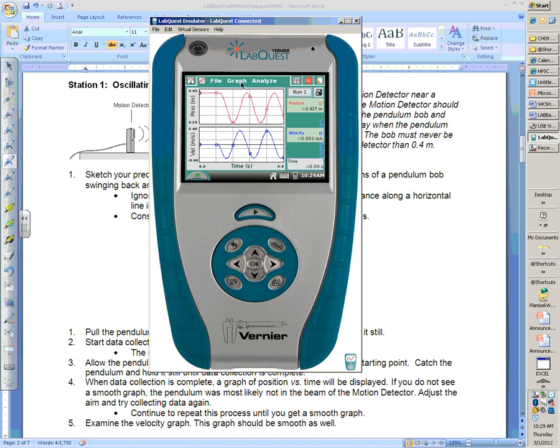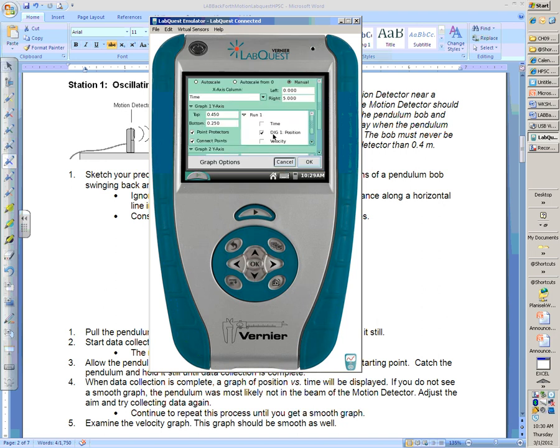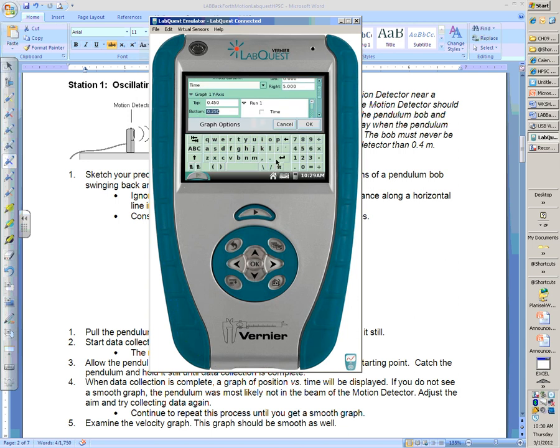So here's what I'm going to do. I'm going to go to Graph, and I'm going to go to Graph Options. Here, I'm looking at the position graph. That's the one that's checked off over here. I don't expect you guys to be able to do this right away by yourselves. I'm just showing you what I'm doing. Over here, it has a top value and a bottom value. So I'm going to highlight this section, and then this little keyboard shows up on the LabQuest. And I'm going to make this negative 0.2.